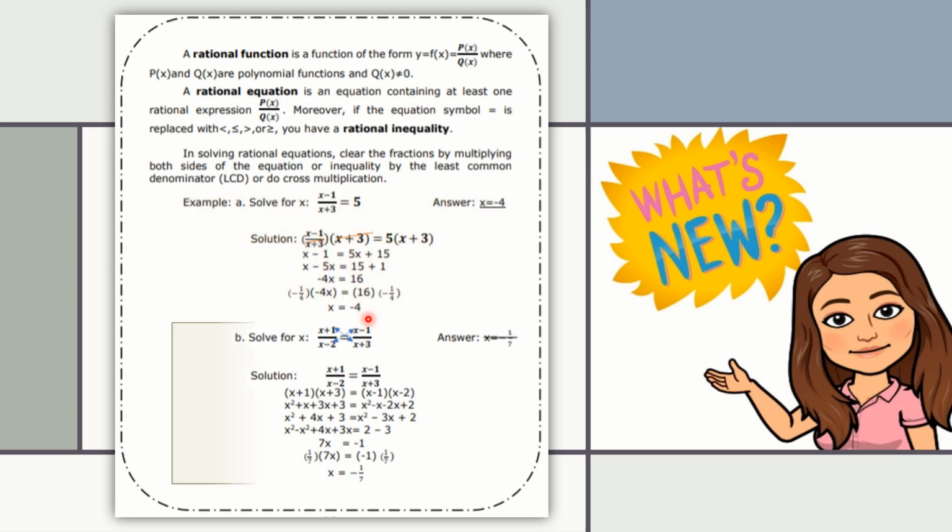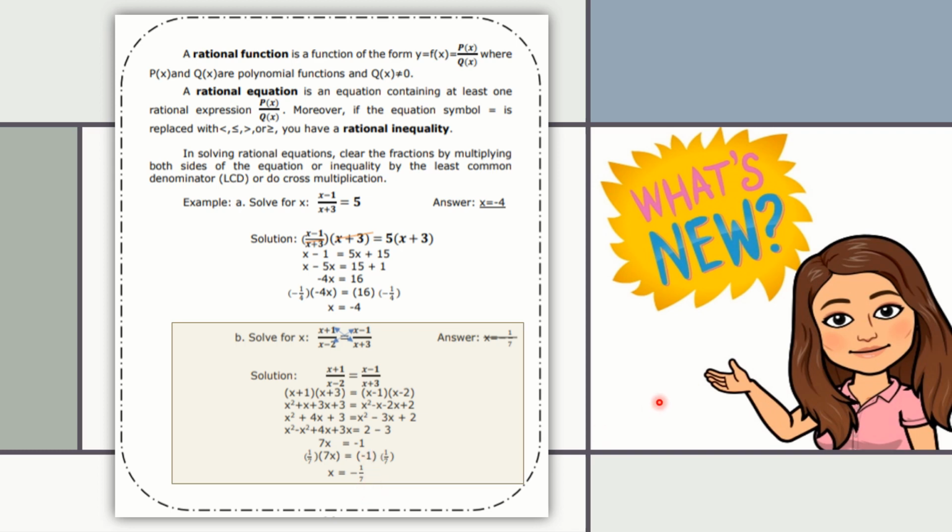Example B. Solve for x in (x plus 1) over (x minus 2) equals (x minus 1) over (x plus 3). Since there are rational expressions on both sides of the equation, we can do cross multiplication. Thus, we get (x plus 1) times (x plus 3) equals (x minus 1) times (x minus 2). Simplifying, we get x equals -1/7.